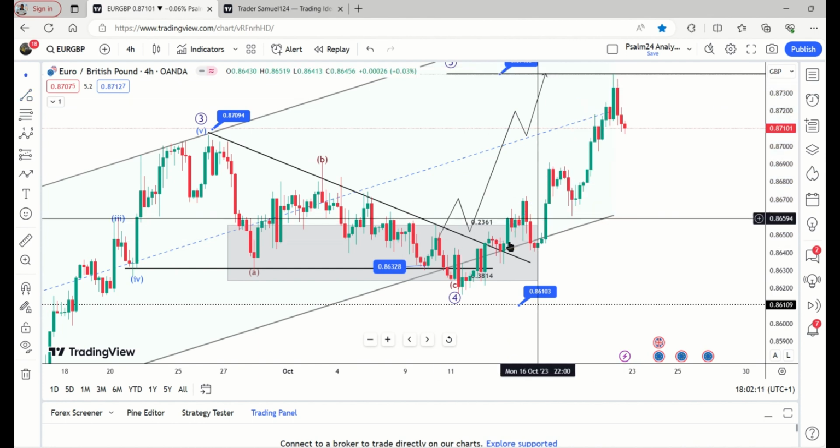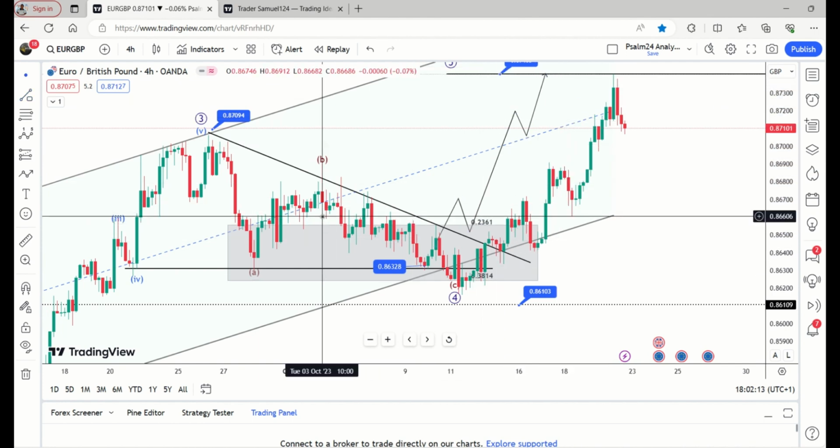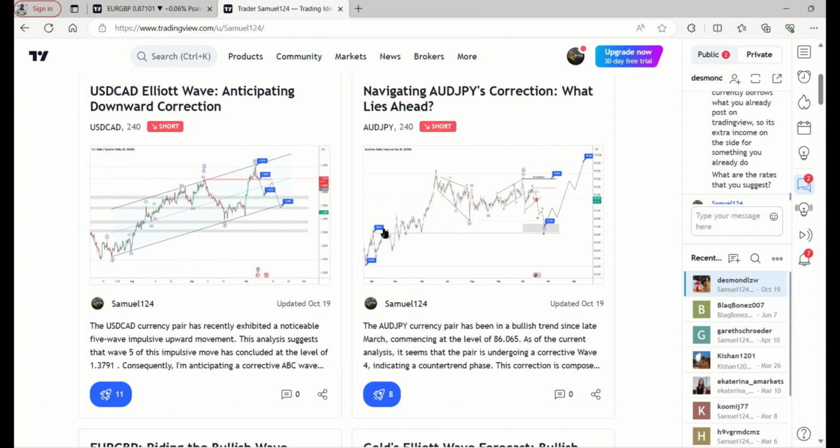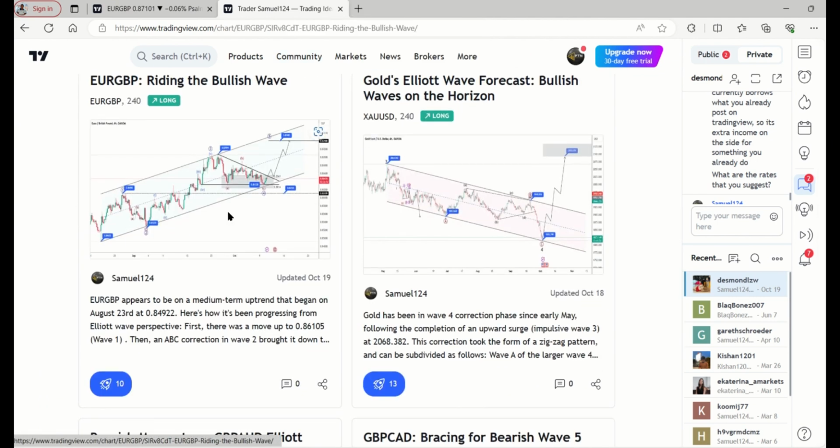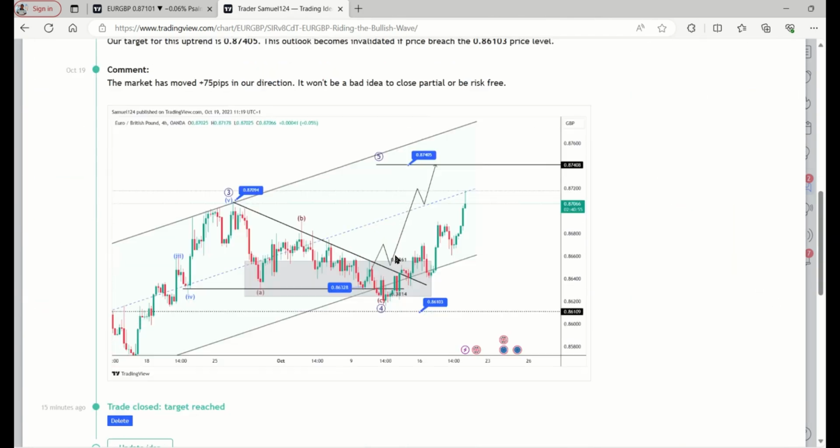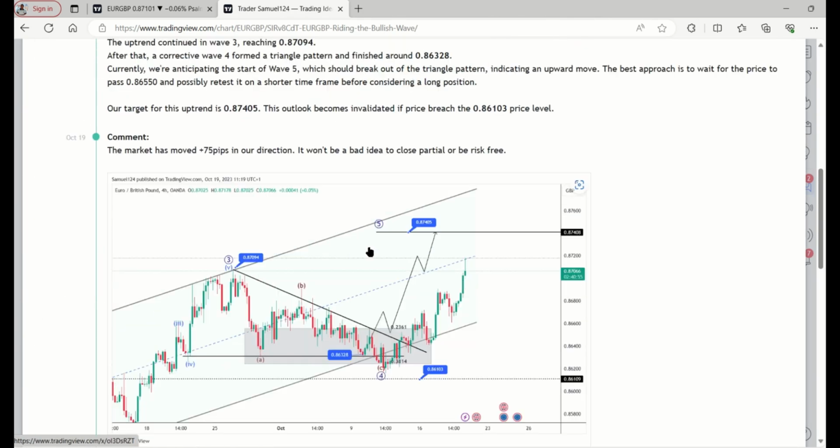96 pips, and the trade, I think, is closed. Yes, it's closed. Let's see what we have here. Okay, yeah, it has been updated here. Yeah, trade closed, target reached.